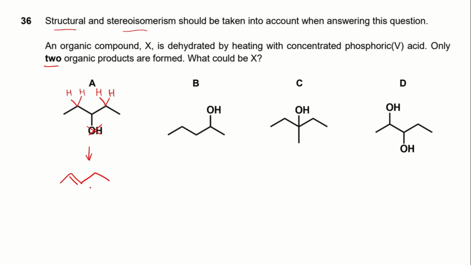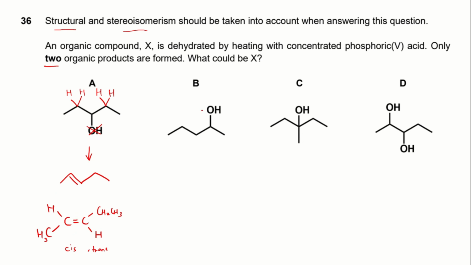Which is pent-2-ene. But each carbon in pent-2-ene sharing the double bond is bonded to two different groups of atoms. So this product has cis-trans isomers. Stereoisomerism should be taken into account. So two products are formed from the dehydration of molecule A.